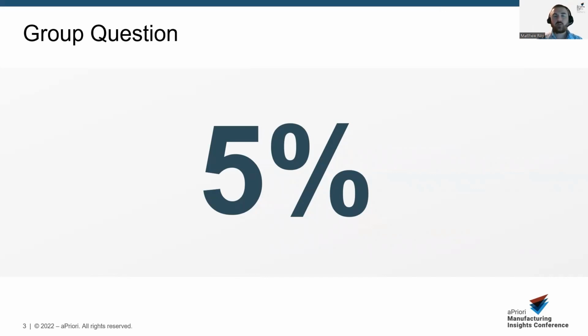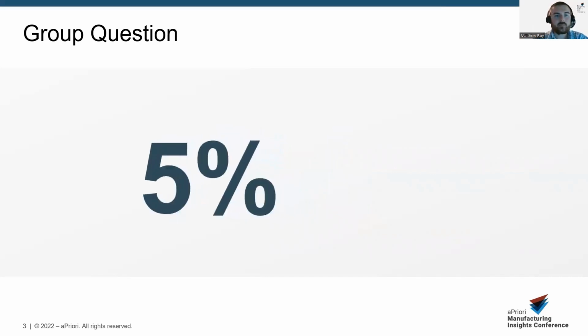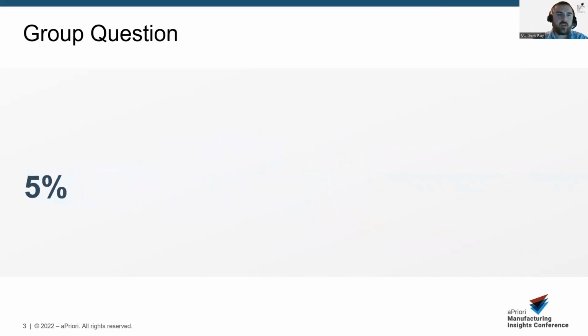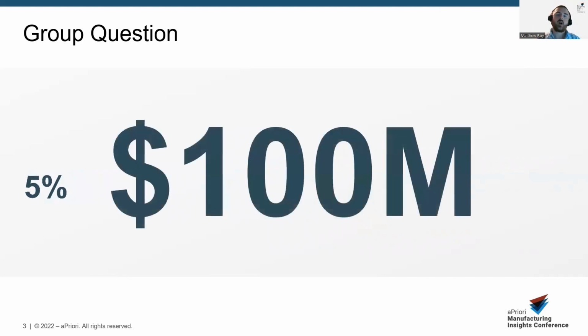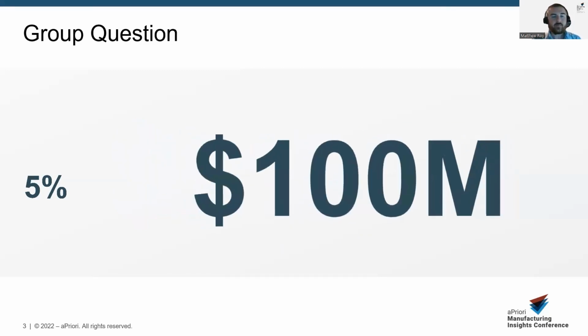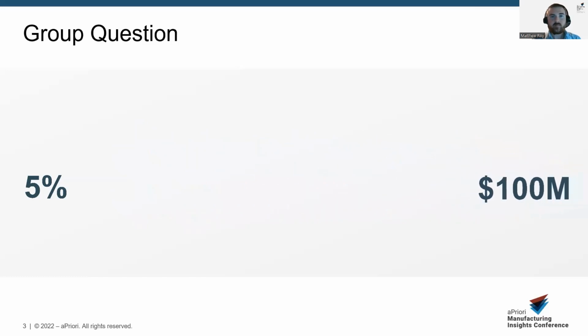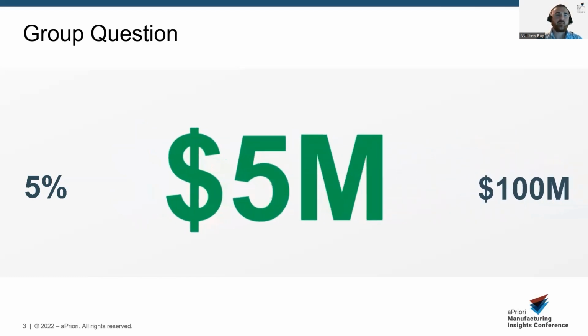So let's go through a little bit of an example here just so that we can illustrate what this actually means. So 5% doesn't seem like a lot. Well, what if we said that our annual spend was $100 million? $100 million worth of annual spend. What's 5% of $100 million? That works out to be $5 million.